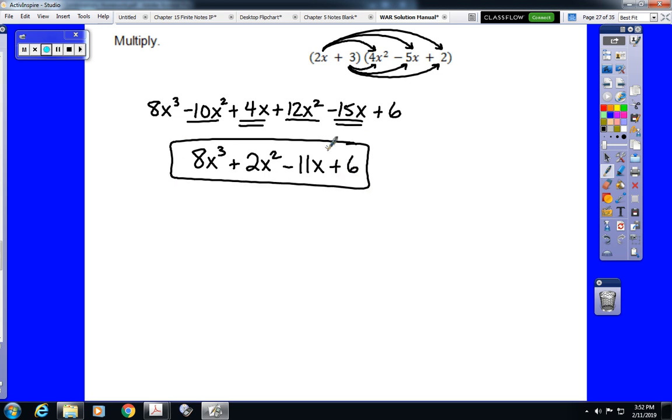There are a couple of other methods you could use here. You could use the box method. It'd be a 2 by 3 box, but you would end up with the same results. And you could also rewrite it as a double distribution problem, a FOIL problem, except it's not a binomial times a binomial, so FOIL doesn't really apply.